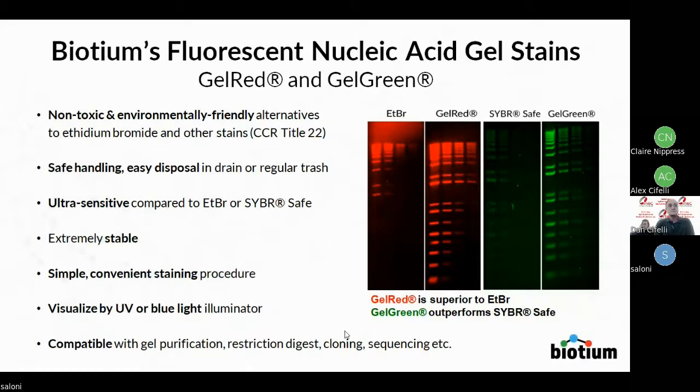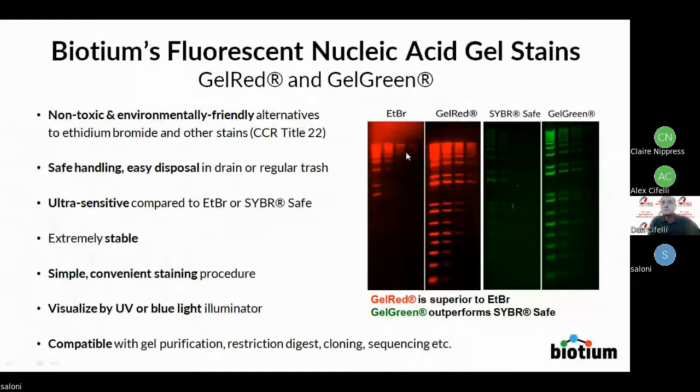As we list here, both GelRed and GelGreen are safe and environmentally friendly. We have the California CCR Title 22, which shows that they are classified as non-hazardous reagents. Because they are safe, they are easy to dispose down the drain or in regular trash. And in spite of being safe, we don't compromise on their sensitivity. They're ultra-sensitive as compared to ethidium bromide or SYBR Safe, as you can see in these images.